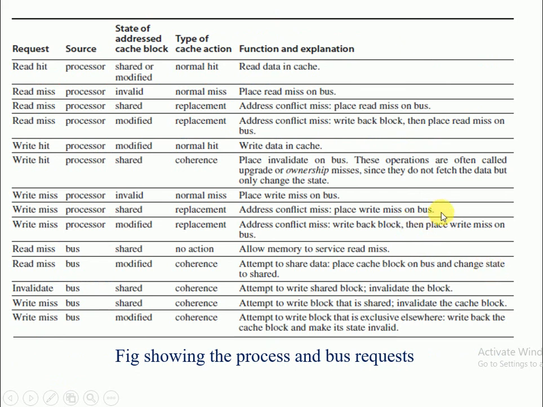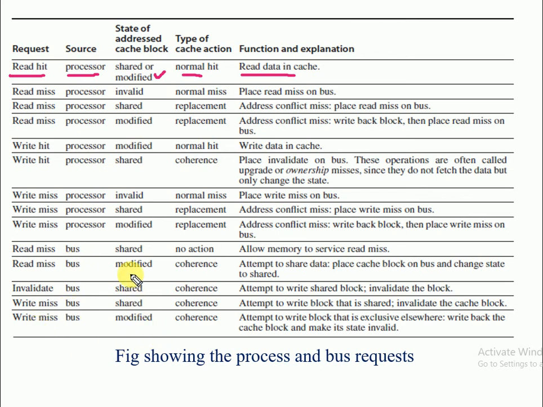So these are the different examples of different request processes and the bus request. So for example, I'll read one or two. There is a read hit. The source is the processor. It will be in shared or modified mode. So it will say normal hit, read data in the cache. So different states are given here.